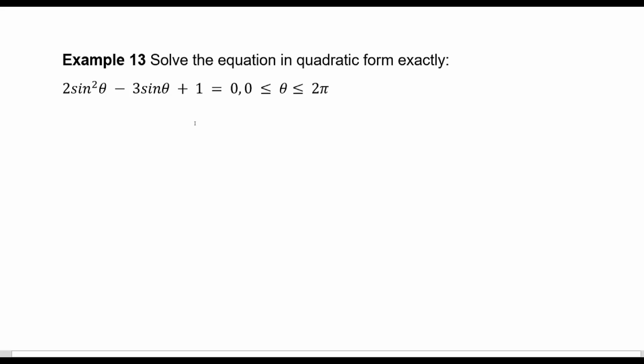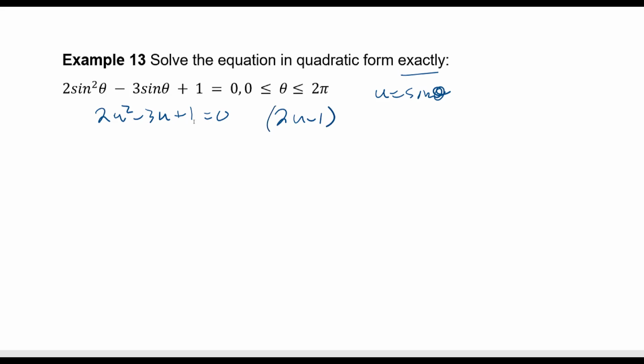This video is getting long, but I think this is the last problem for this video. And we want to solve this exactly. Yay, that means we don't have to use a calculator. So again, if I said u equals sine theta, we would have 2u squared minus 3u plus 1 equals 0. That means 2u minus 1 times u minus 1 equals 0. 2u minus 1 equals 0 means 2u equals 1, or u equals 1/2.